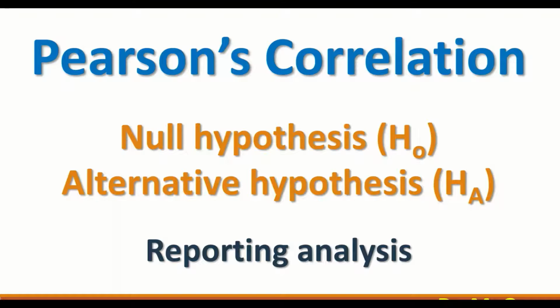To perform the test, first of all, you need to generate a hypothesis, and I will show you how to write down the null hypothesis and the alternative hypothesis to perform this analysis using the Pearson correlation. And then once the test is run and an output is generated, I will show you how to write that output into a text format to be inserted into a document, a dissertation, or a publication paper.